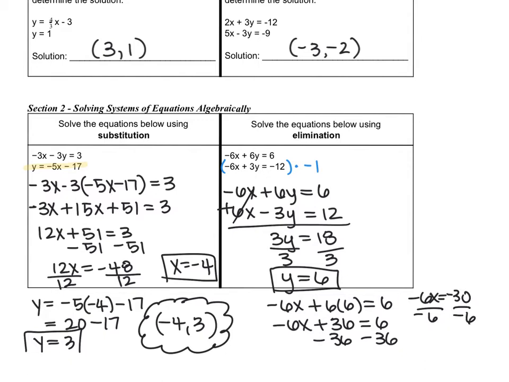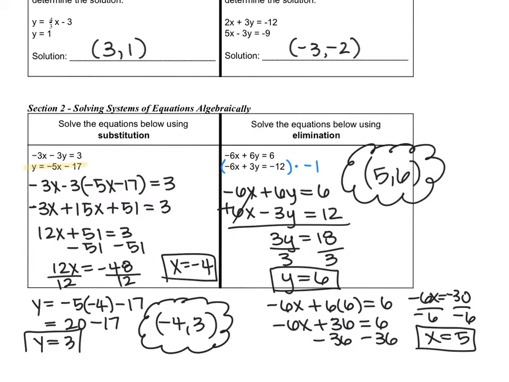Divide by -6, and we get x equals 5. So even though we solved for y first here, when I write my final solution as a point, it's still x comma y. So my final solution written as a point is (5, 6).